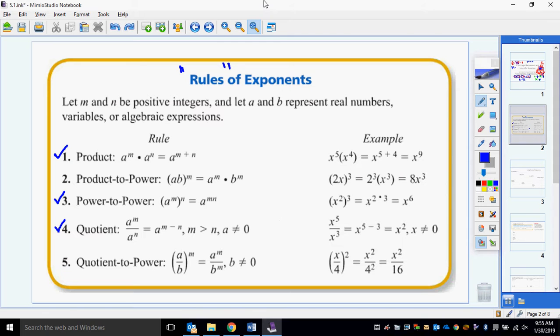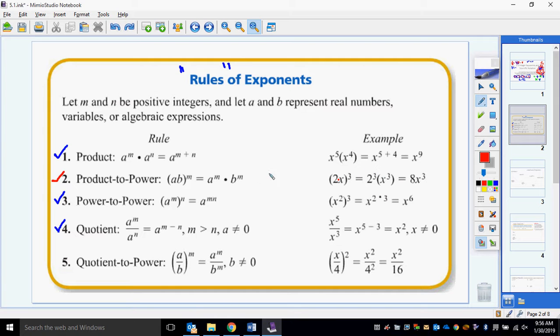Let's talk about the product to power rule. I'm taking a product, two things being multiplied, 2 times an x, and I'm raising it to a power. When I do that, I'm thinking of this power of 3 as being on the 2 and on the x. Okay, so it's not really distributing, but you can think of it that way.